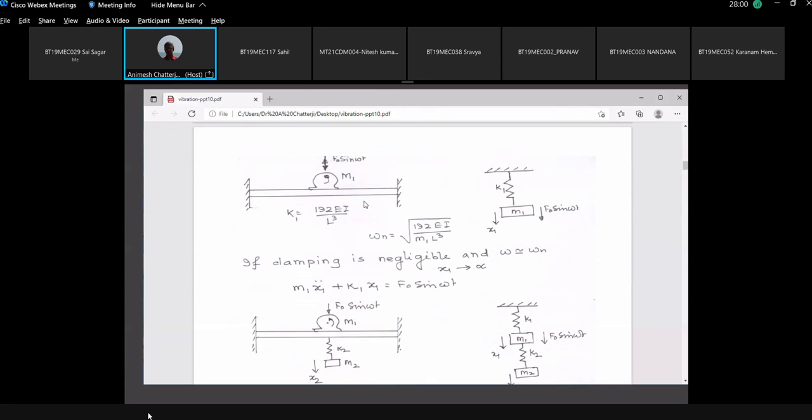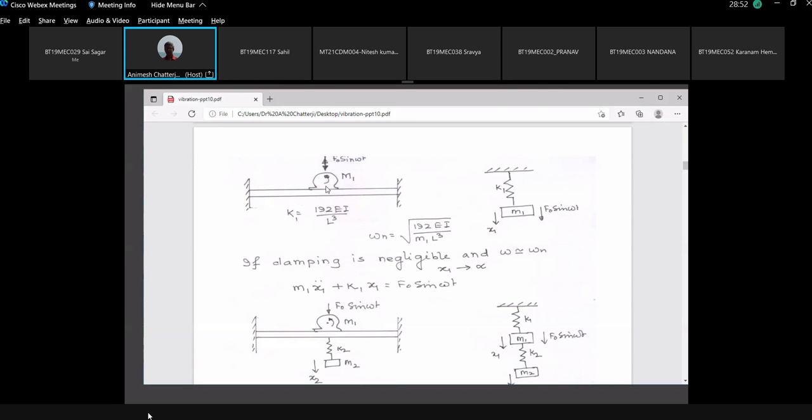This is an industry problem where we have a horizontal beam at a height. On top of the beam, we have a machine. The machine has an unbalance due to which there is a vertical force F0 sine omega t. Now, this is modeled as a single degree of freedom where K1 is 192 EI by L cube, M1 is the mass of the machine, so we know how to calculate the natural frequency. Damping we assume negligible. So my equation of motion is M1 x1 double dot plus K1 x1 is equal to F0 sine omega t.